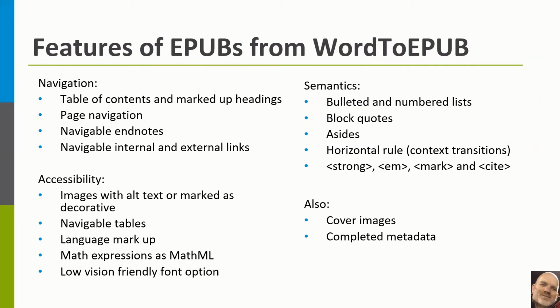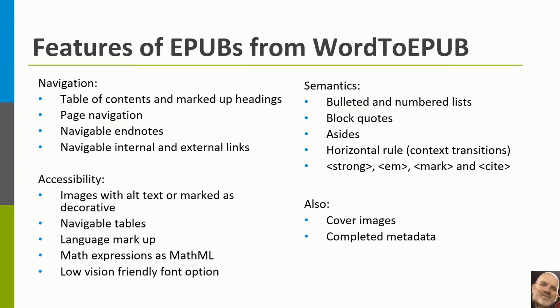As we saw, if there are hyperlinks in the document, either internal or external, the WordToEPUB tool will handle these correctly, and the footnote or endnote references in the Microsoft Word document that have the links, those internal links, will in the ePub have a backlink, so the reader can return to their place in the document.